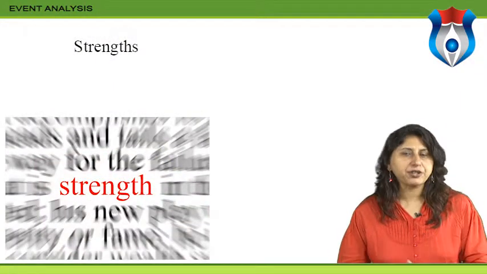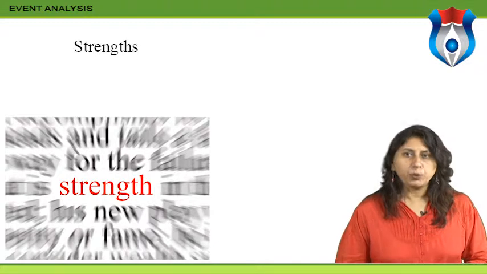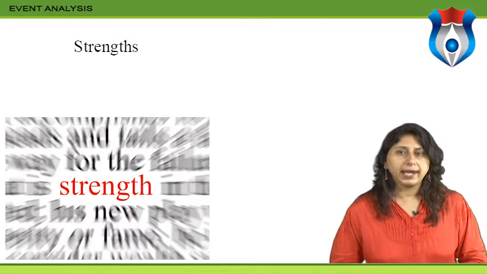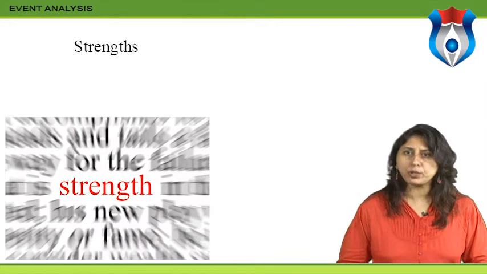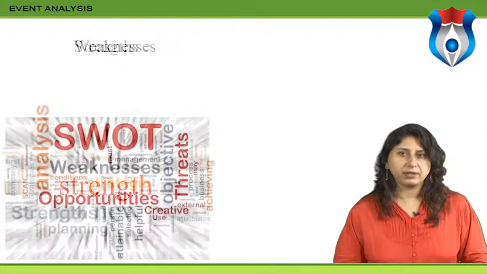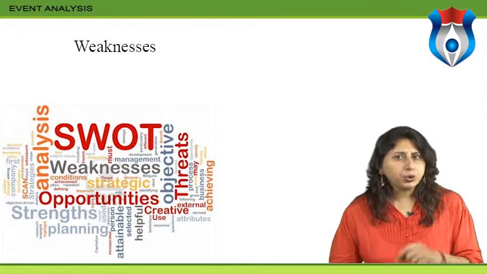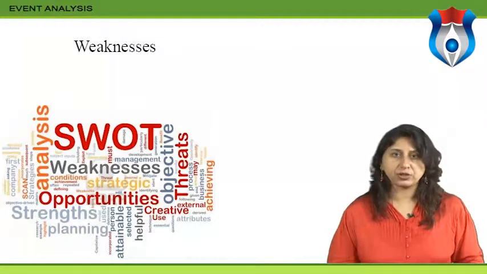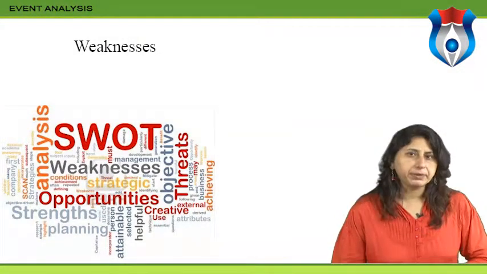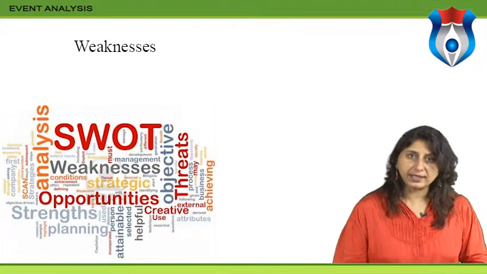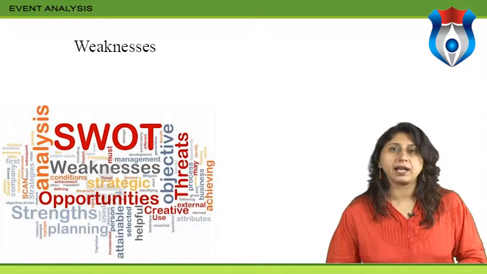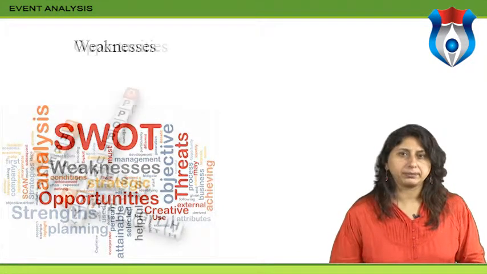Strengths. These are the attributes of a project or organization which are helpful in achieving the project's objectives. For example, experienced event team, high motivation level, excellent PR, good market share, etc. Weaknesses. These are those attributes of a project or organization which are harmful in achieving the project's objectives. For example, social loafing, lack of funds, inexperienced event team, low energy level, lack of media and corporate contacts, etc.